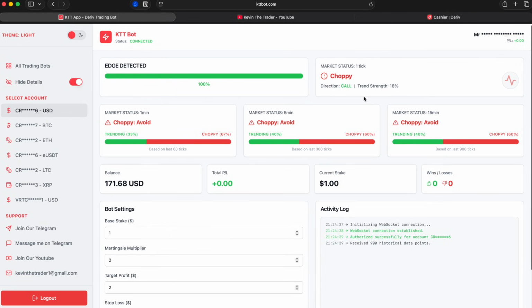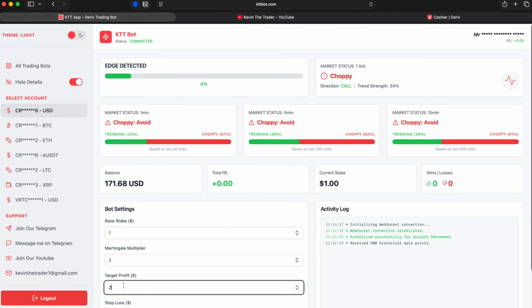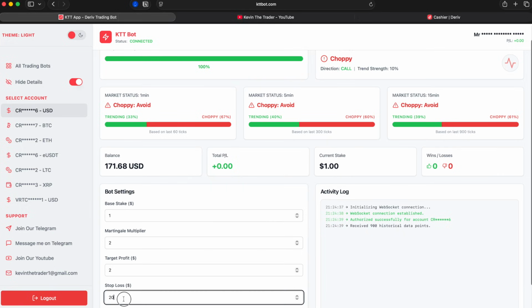Click down below, find the bot, test it. If it's working for you at that particular time, just trade on your real account. Just target at least 10% of your account, with 10% as your stop loss.